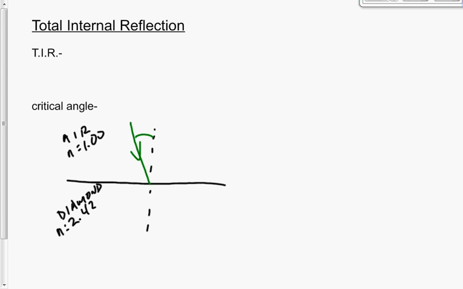It's going to slow down, right? Going from a low to a high index of refraction, it's going to slow down. In fact, it's going to slow down dramatically because we're going from such a low to such a high index of refraction. So it's going to bend toward that normal line.